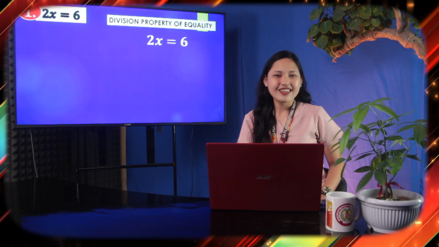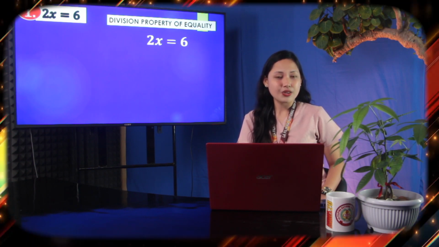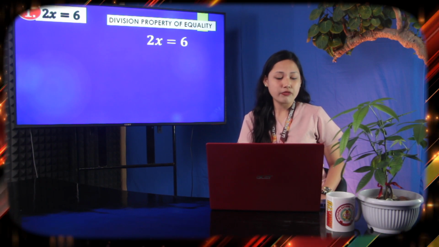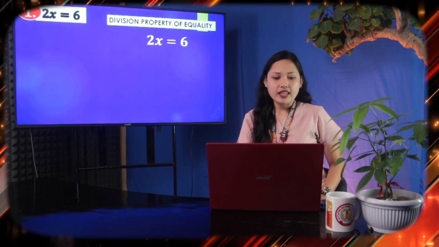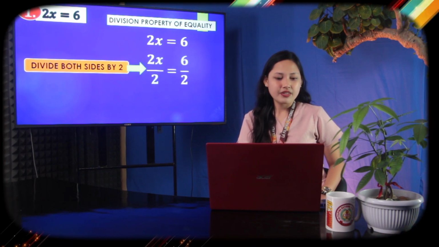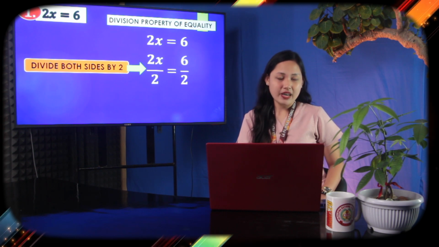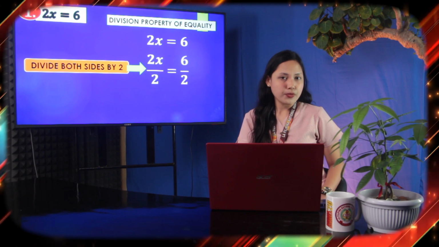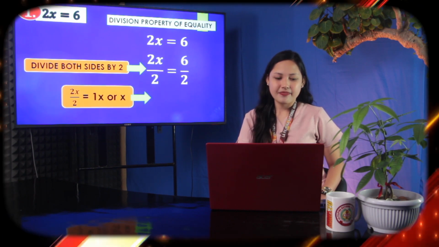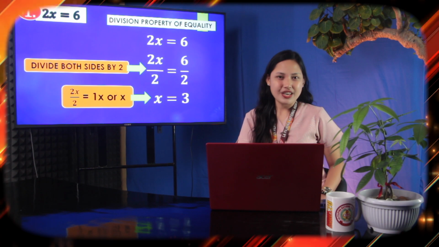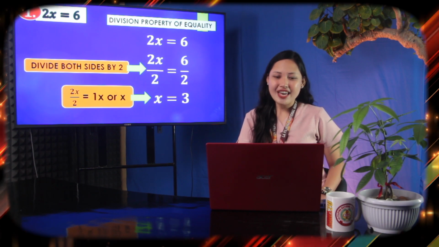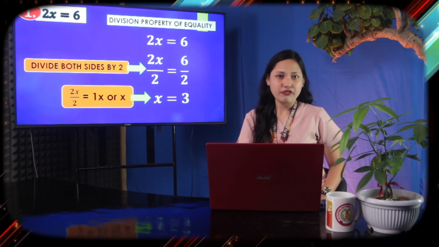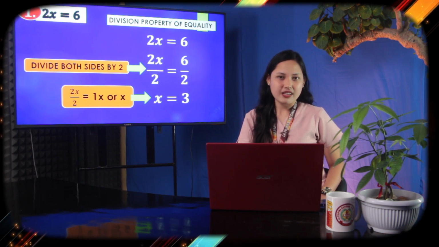Let's find out. So we have 2x equals 6, and to find the value of x, let us divide both sides by 2. So we have 2x divided by 2 equals 6 divided by 2. And 2x divided by 2 equals 1x or x, and 6 divided by 2 equals 3. See, we have the same answer. So if you use the multiplication or division property of equality, you will obtain the same answer.